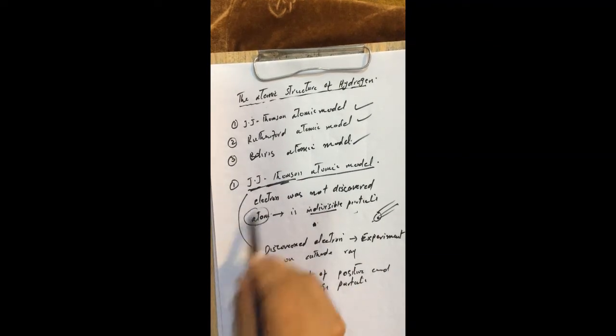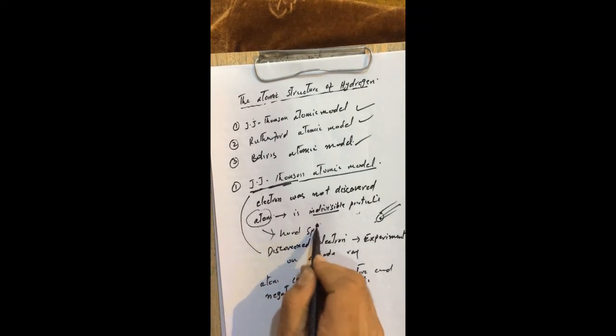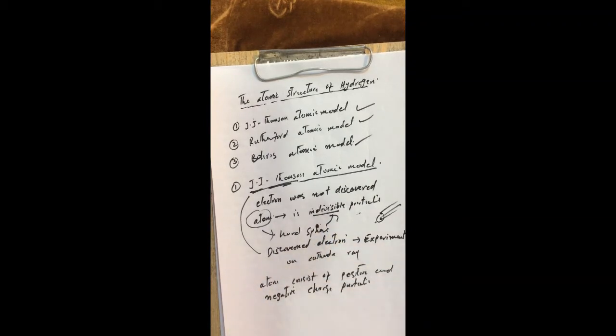Before that, the concept of the atom was like a hard sphere, an indivisible particle. After the discovery of the electron by J.J. Thomson, who did his most famous experiment on cathode rays, the concept transformed from indivisible particles to the atom consisting of positive and negative charged particles.